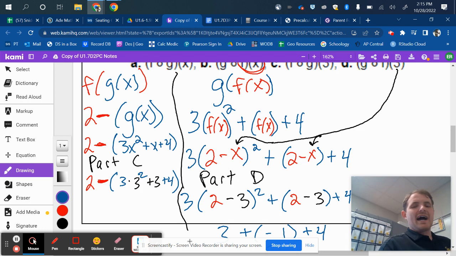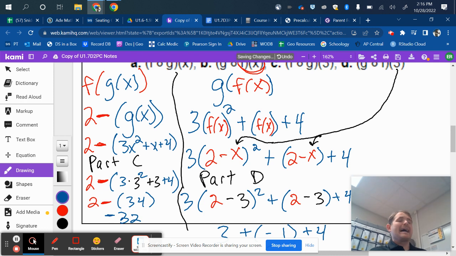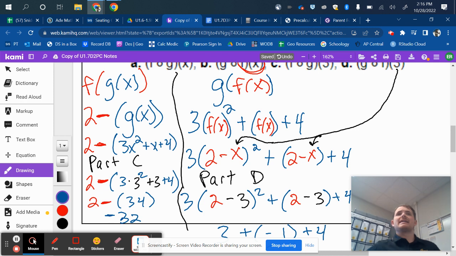Okay, so we've got 3 times 3 squared, which is 27, plus 3, 30, plus 4, which would be 34. Negative 34. Negative 32. Negative 32.